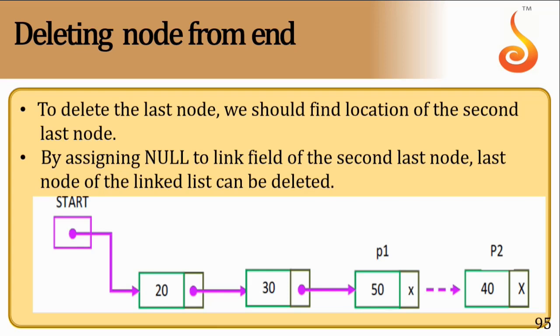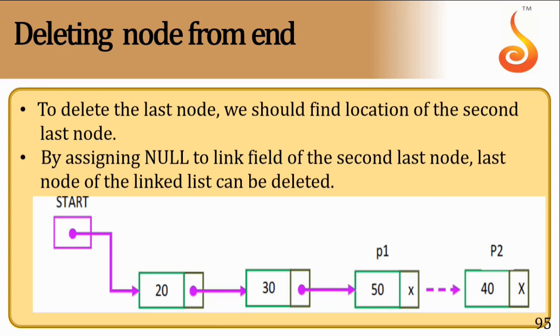Like first thing what I need to do, I need to check for the underflow condition, that is whether the list is empty or not. If the list is empty, I should say that I cannot delete anything. If the list is not empty, then I should be able to traverse the list, right?